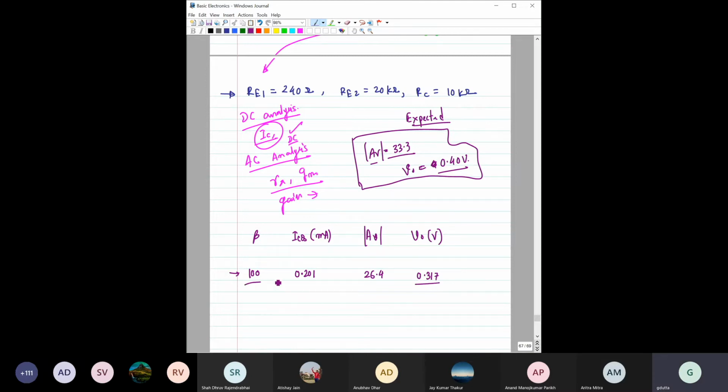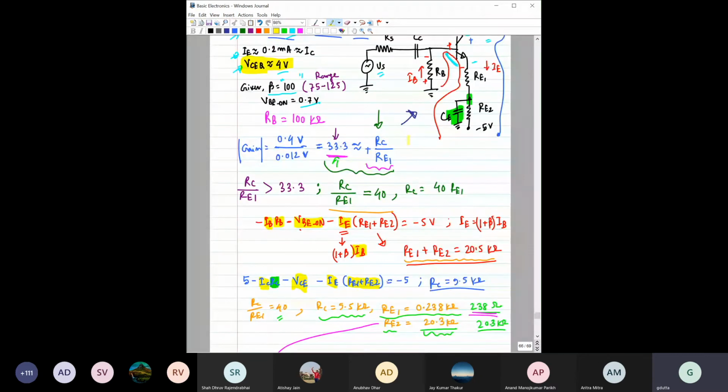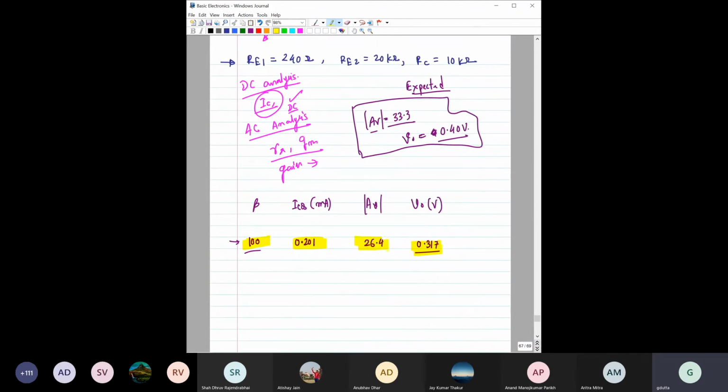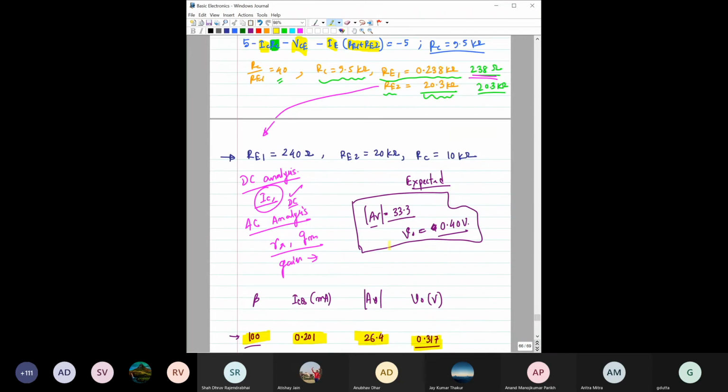So can you now point out where we have done something wrong and why we are seeing this discrepancy? We expected to get a gain of 33 and we started with a gain of 40, RC by RE, to check that overestimation issue during approximation, right? But still the gain we are getting is around 26.4. So where have we done something wrong? Any idea?